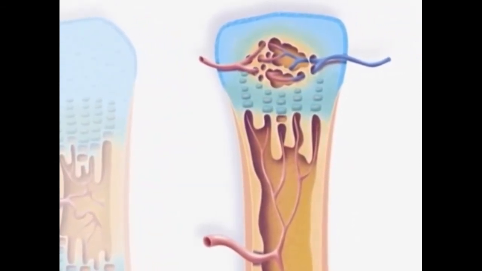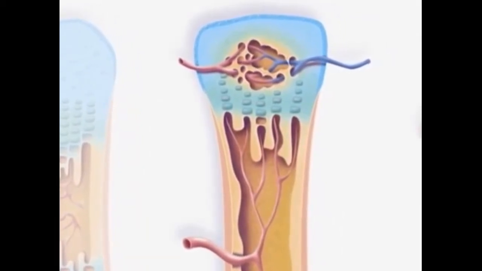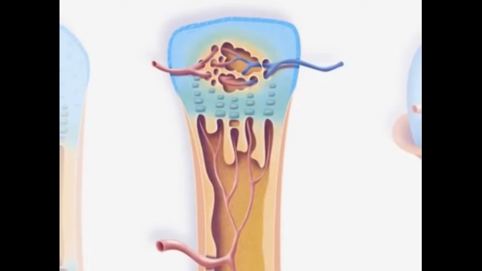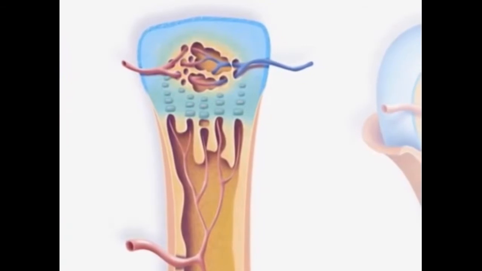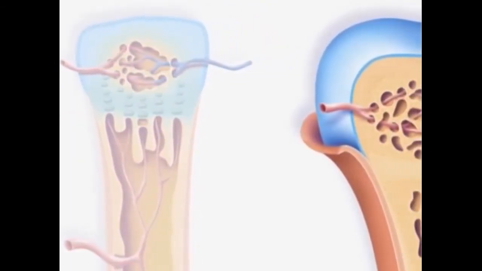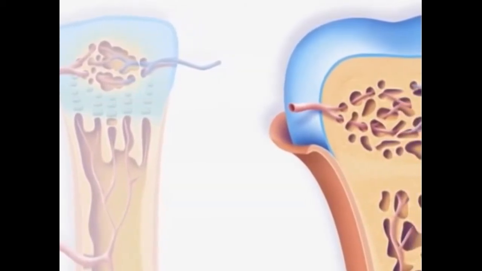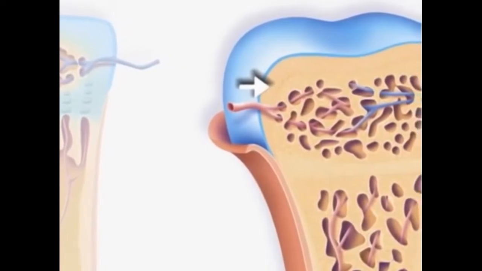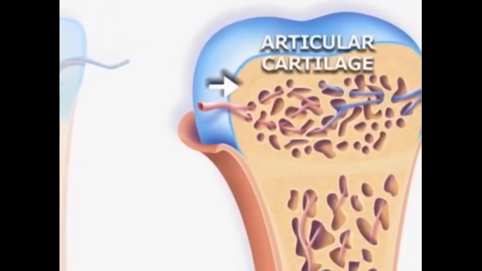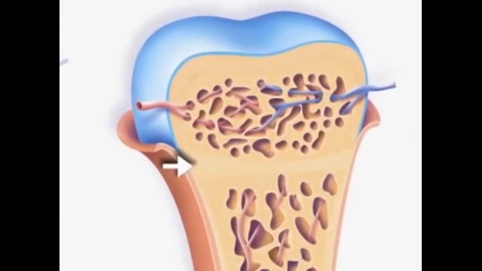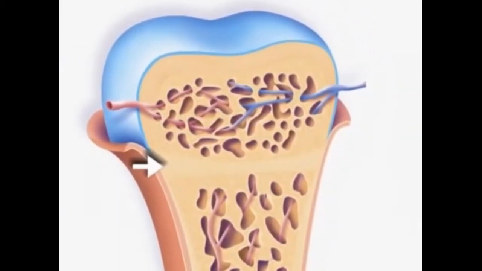As the secondary ossification centers are formed, osteoclasts resorb bone within the diaphysis, creating a hollow medullary cavity. When secondary ossification is complete, the cartilage is totally replaced by bone, except in two places. A region of cartilage remains over the surface of the epiphyses as the articular cartilage, and another area of cartilage remains between the epiphyses and diaphysis.